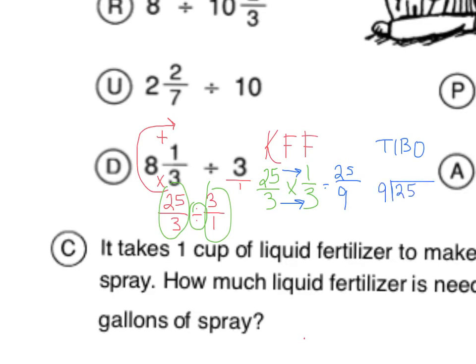25/9 is 25 divided by 9. And since we've been learning algebra, we are going to see this symbol right here more and more as a division sign. 9 into 24, it goes twice. And we have 7 left over. So my answer is 2 7/9.